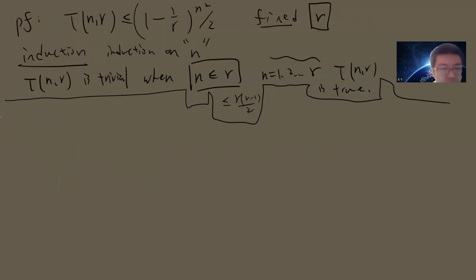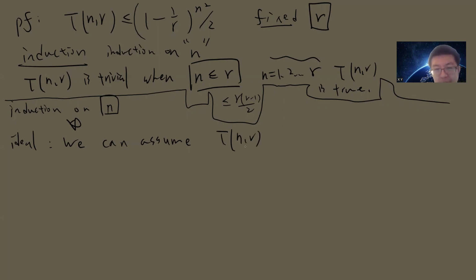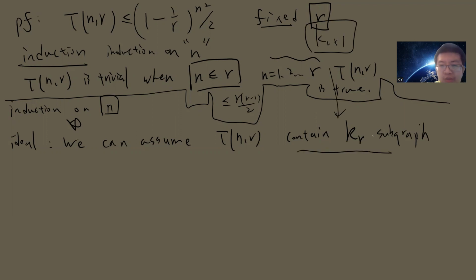So the induction is basically on n. What do we prove? The idea is that we can assume, and this is the most difficult part, that T(n, r), or any graph saturated to be K_{r+1}-free, contains a K_r subgraph. Notice that we don't allow K_{r+1}, but we allow K_r. So the idea is that if there's no K_r subgraph, then I just add more edges so that it must contain a K_r subgraph.